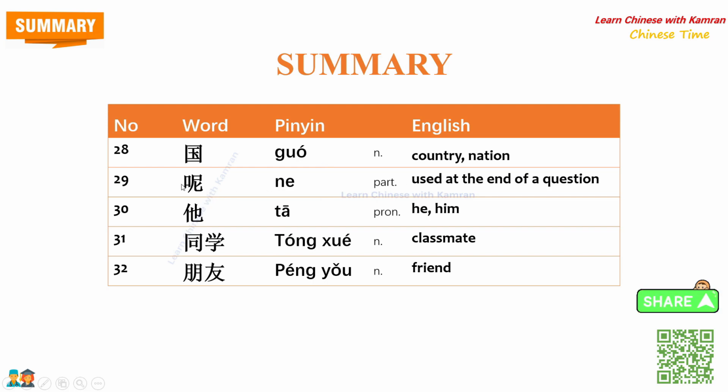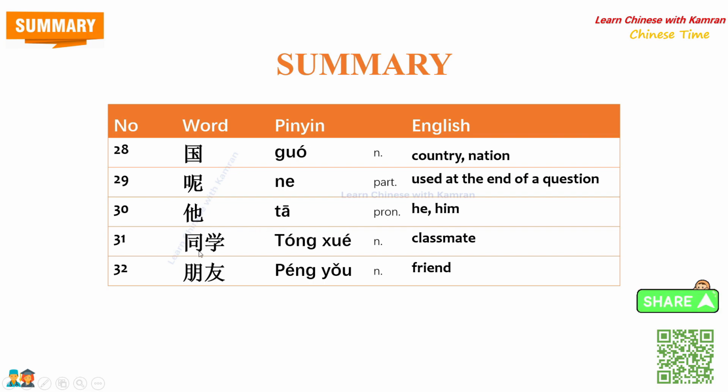If you are more interested in learning ne, you can see our chapter 4 video. There we have discussed ne in much detail. Next is ta. As we discussed before, ta also means she. You have to take care of its characters. If the first character is of this kind, then it means a boy. So ta means he, him.